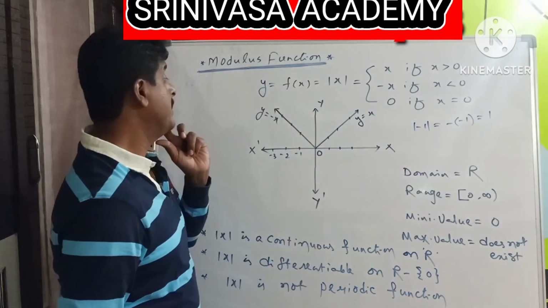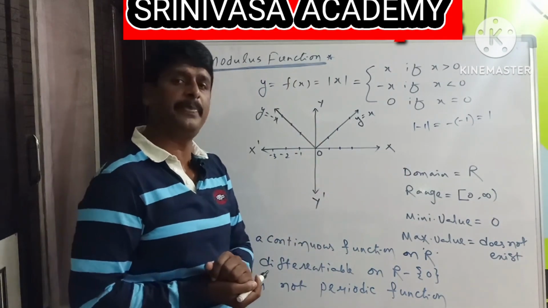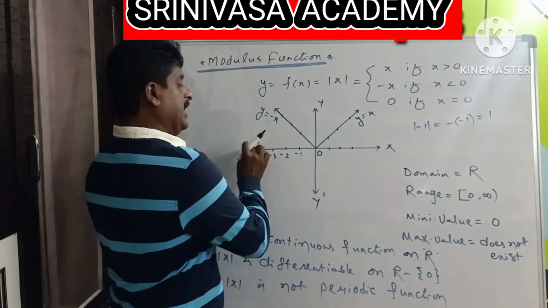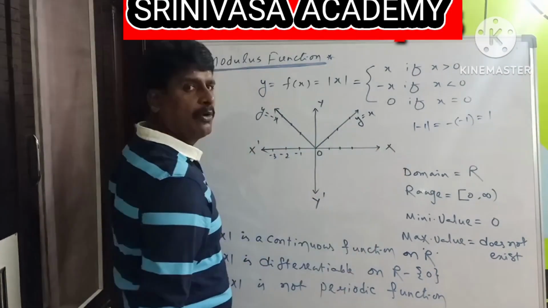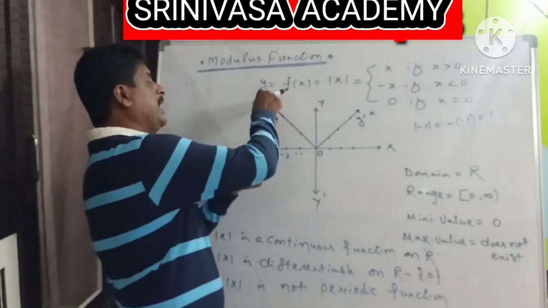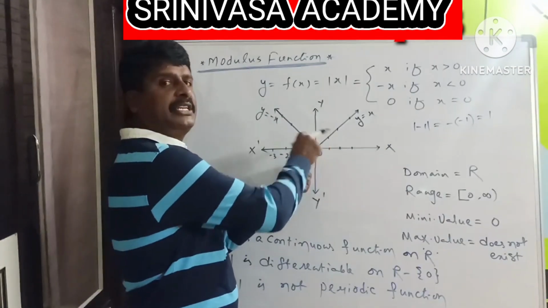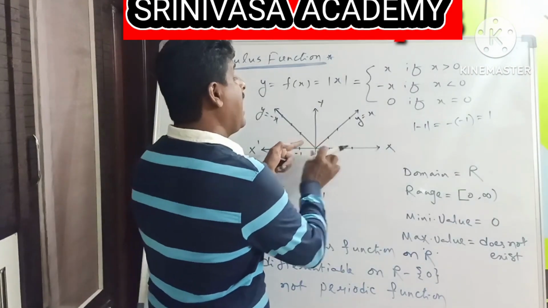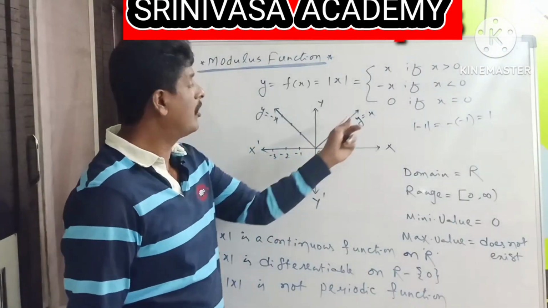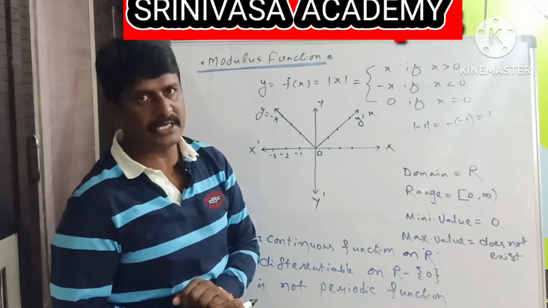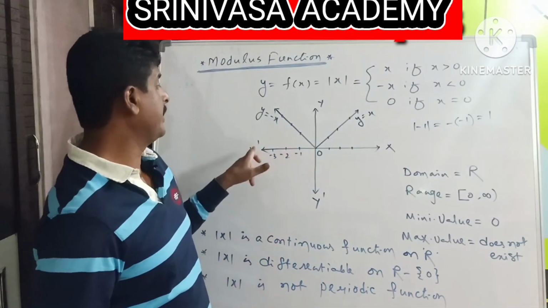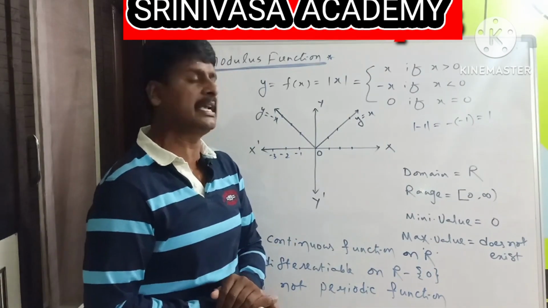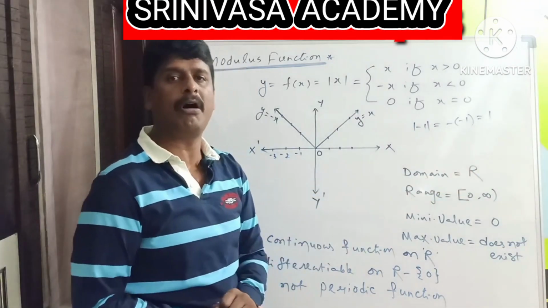So that's why the modulus x graph will be V-shaped. And of course, you see, left to right, x values are increasing on the x-axis. Corresponding y values are decreasing till 0. After 0, from this stage onwards, again as x is increasing, corresponding y values are also increasing. Okay? So that's why this graph is defined for all real values on the x-axis. Domain is equal to R.